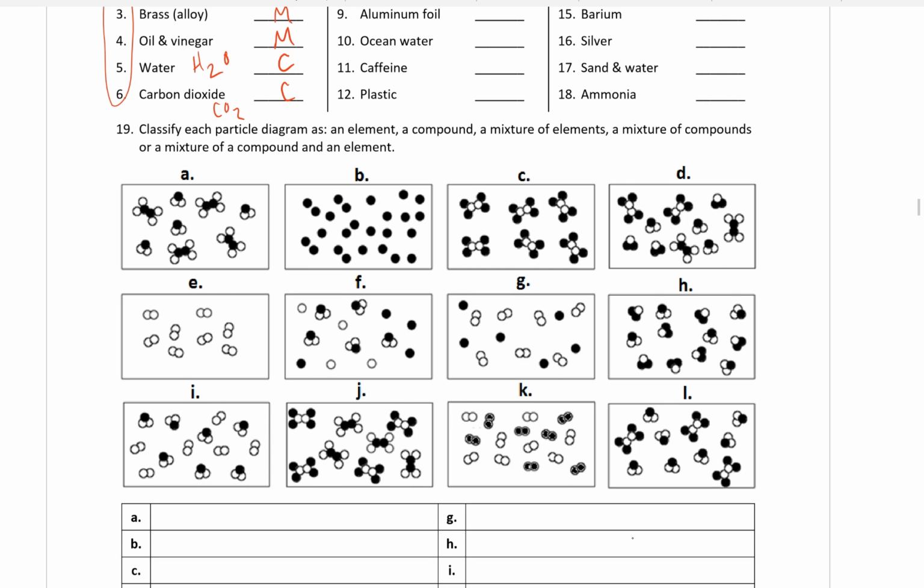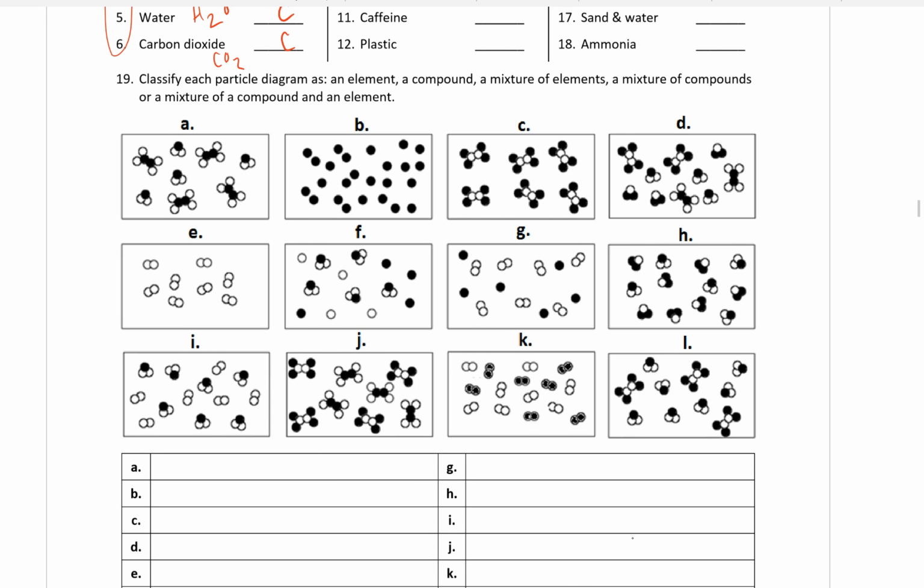Let's go ahead and look at some of the particle diagrams. So question 19, classify each particle diagram as an element, a compound, a mixture of elements, a mixture of compounds, or a mixture of a compound and an element. And let's just work on that first row. So pause the video, try them out, and we'll go through them together.